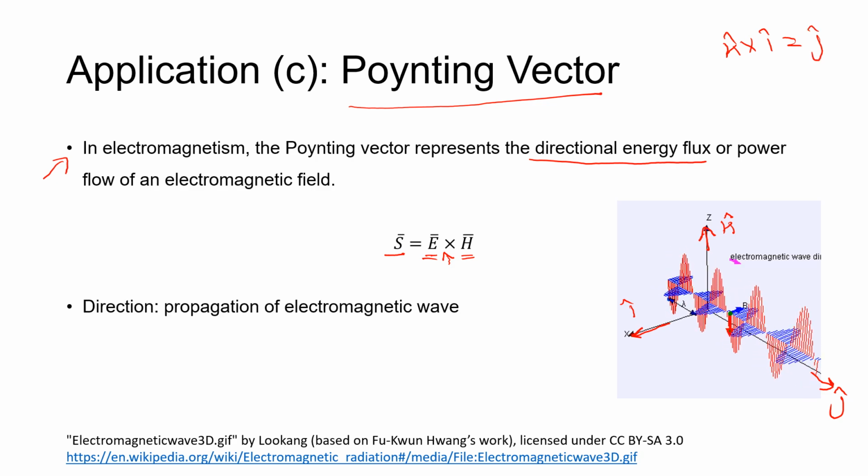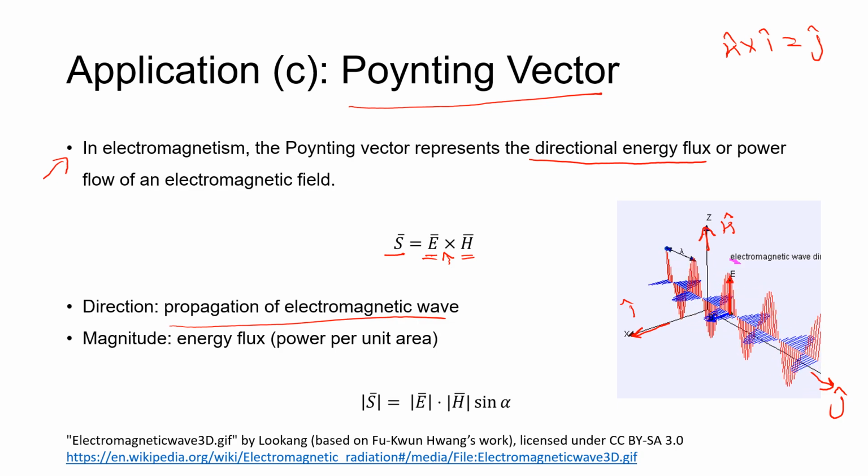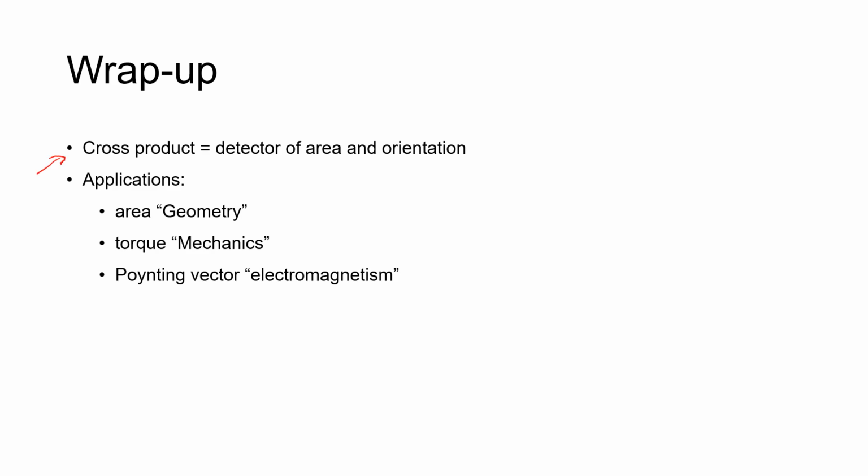The Poynting vector direction represents the propagation of the electromagnetic wave, and the magnitude can simply be calculated again as S magnitude equal to E magnitude times H magnitude multiplied by sine alpha, where alpha is the angle between E and H. In conclusion, the cross product is a detector of area and orientation. It has many applications, of which we saw some examples here. We can calculate the area in geometry, we can calculate the torque in mechanics, and also in electromagnetism we can calculate what is called the Poynting vector.